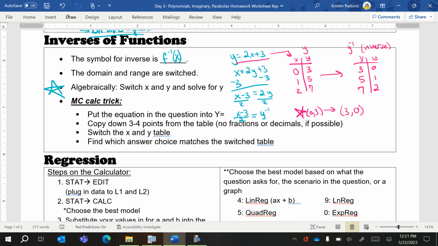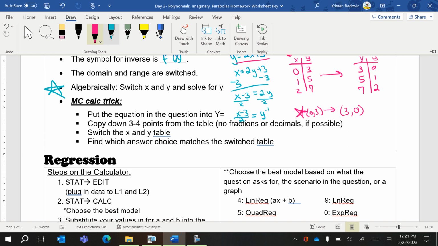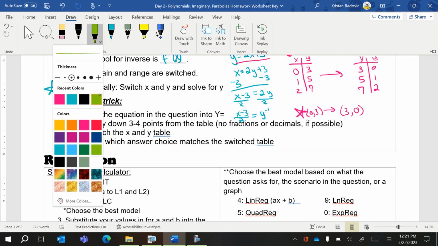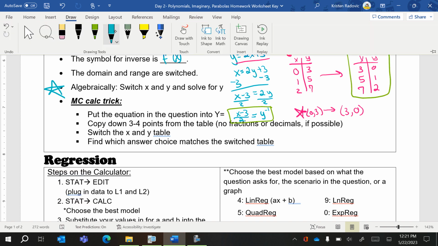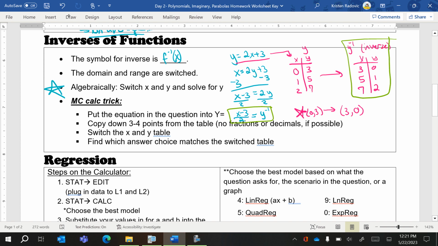So if you put this in the calculator, you would be able to check your work because you'll see that your inverse and your inverse table have the same coordinates. So this is a really great multiple choice strategy if you don't know how to find the inverse. Create the table of values, switch them, and your proper answer, the inverse, has those new table of values that you're looking for.